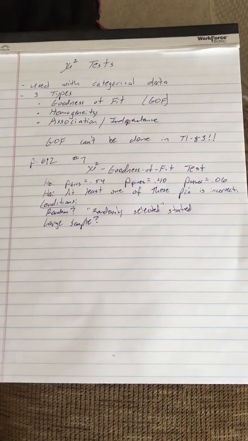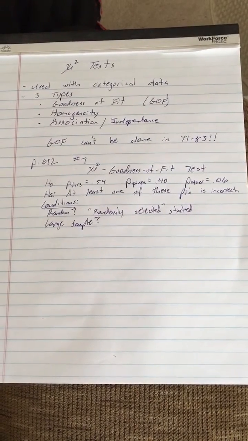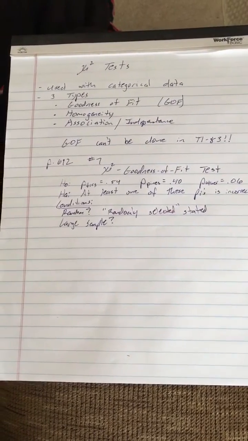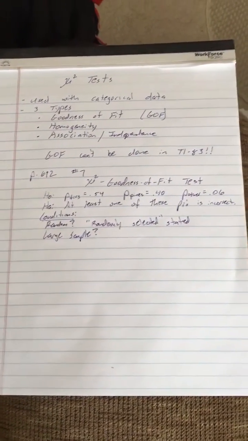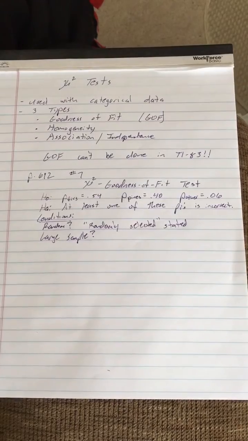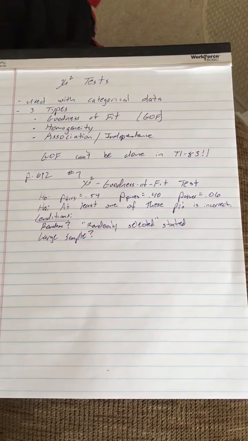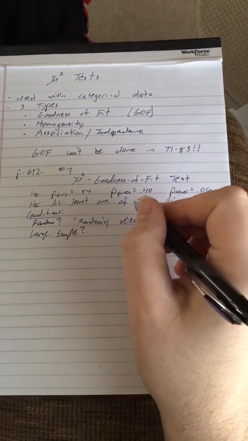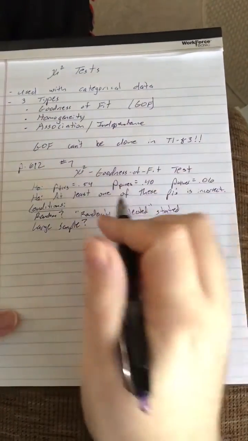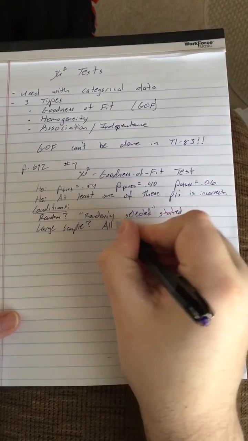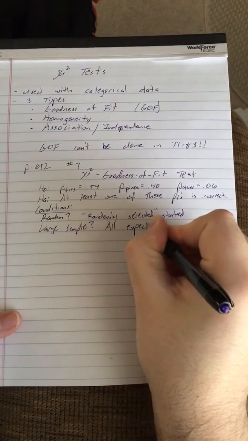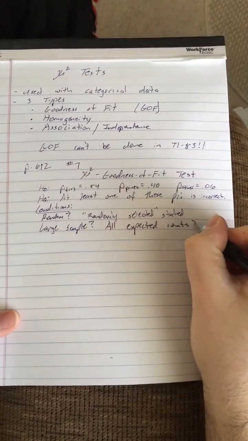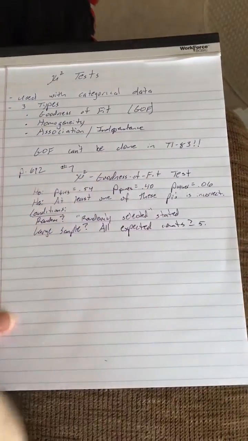All right. And for large sample, what has to be true is that all expected counts have to be at least 5. All expected counts have to be at least 5. And we're going to list those out in just a little bit, but I'm going to go ahead and write all expected counts are greater than or equal to 5.